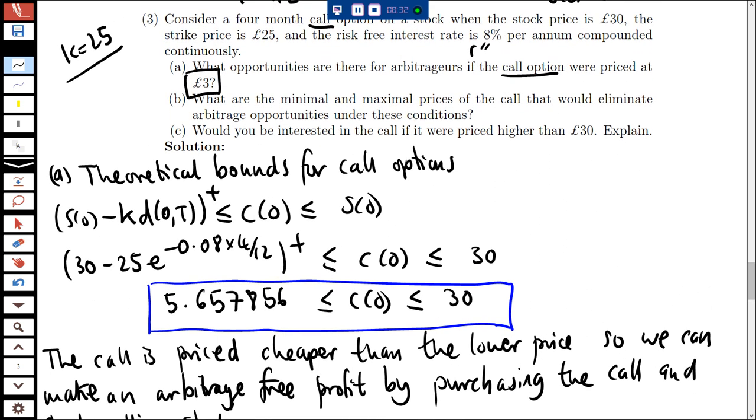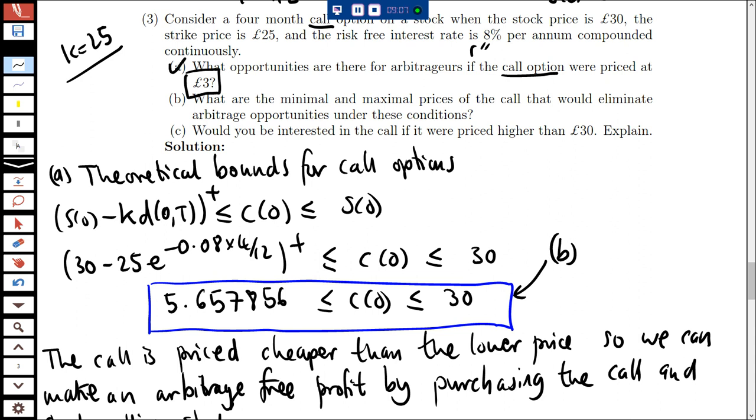How about part B? What are the minimum and maximum prices of the call that would eliminate arbitrage opportunities under these conditions? Well, we've already done that. That's the blue. This is part B. If the market price is outside of those theoretical bounds, there's a risk-free profit. If it's inside those bounds, there isn't.